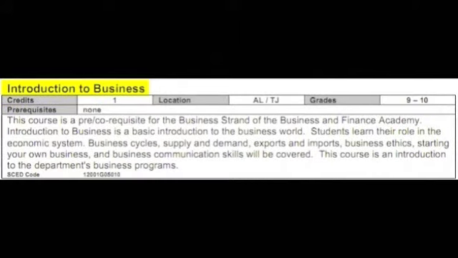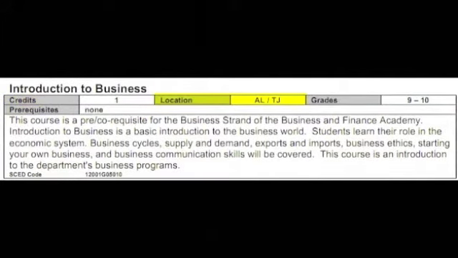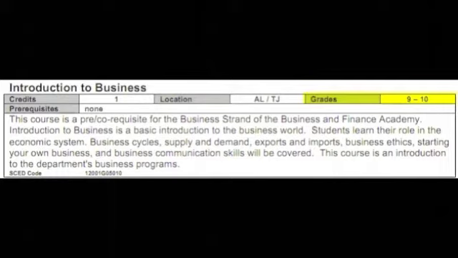First, at the top of the course description is the title of the course. Next, you will see the number of credits you can earn by completing that course. In the next box, you will see location. This refers to where the class is held. It might be AL and/or TJ, and some may also say Tucker Center. Please be aware of where the class will be held before you register. The final box on the top row says grades. This refers to which grades are eligible to sign up for this course.